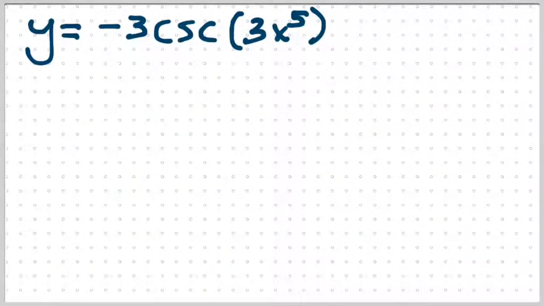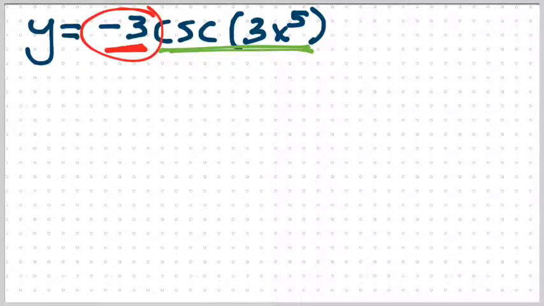Here we have negative 3 times cosecant of 3x to the 5th power. Some may argue, understandably so, that this might be a product rule problem as well, because isn't that f and isn't this g? And I suppose it could be. However, if you were to list it out this way, what you end up with is f being negative 3. The derivative of a constant is 0, which means part of your product rule is going to fall apart anyway.